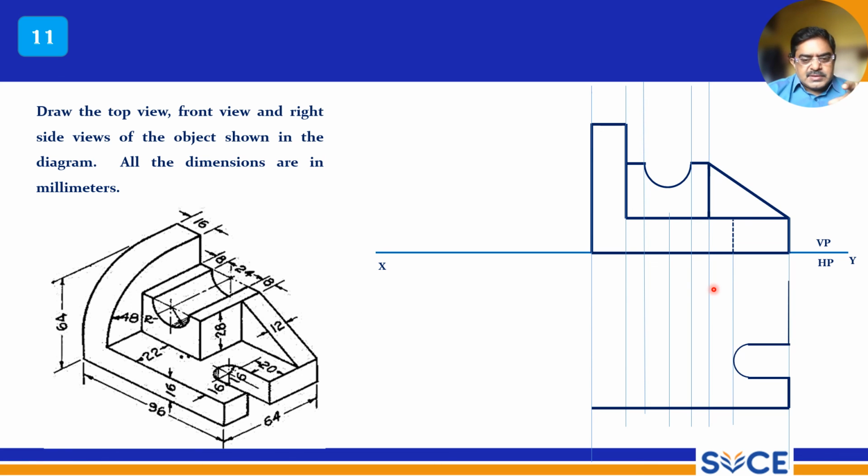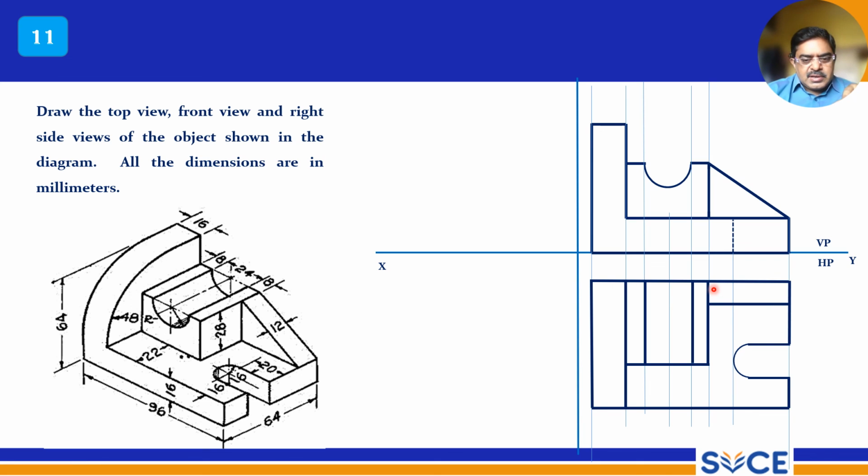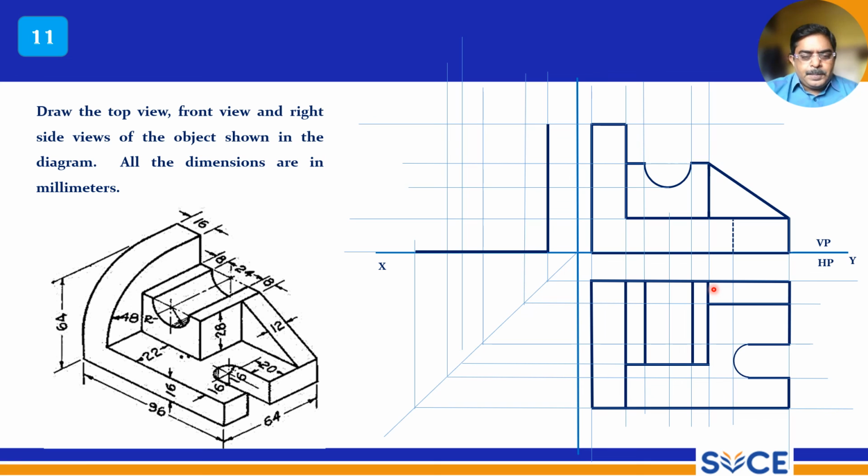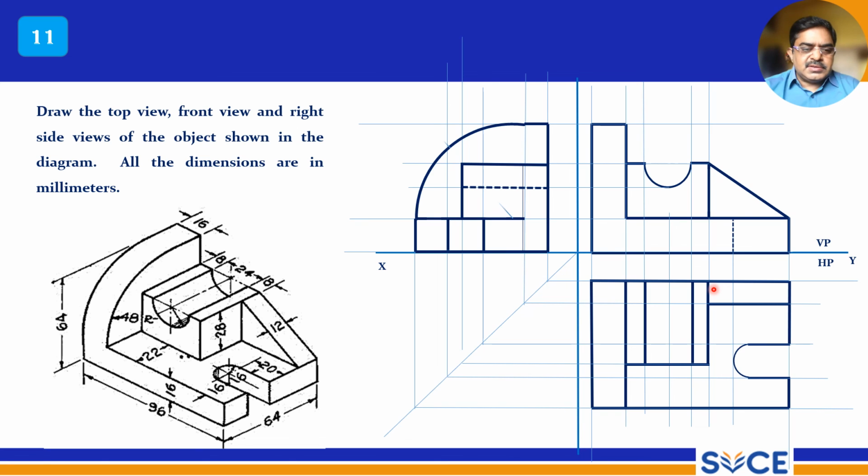Top view is very simple, only rectangle, right? And complete the lines, right? And side view, right? It is left side, right side view, right? On left side you have to draw. So this is the side view. This is the side view, right? So this is the side view.